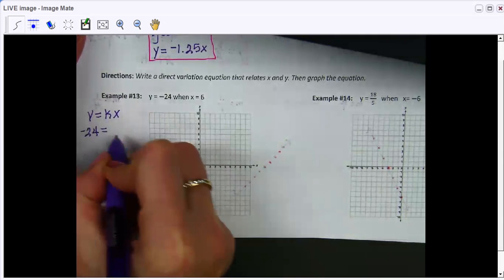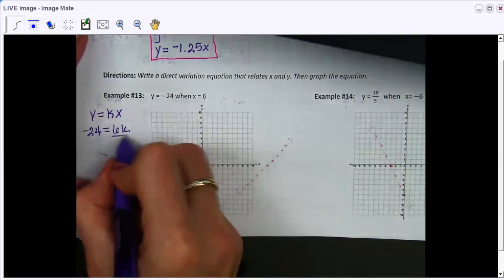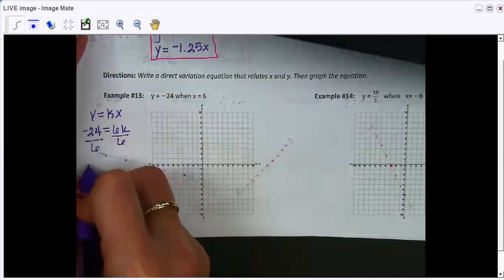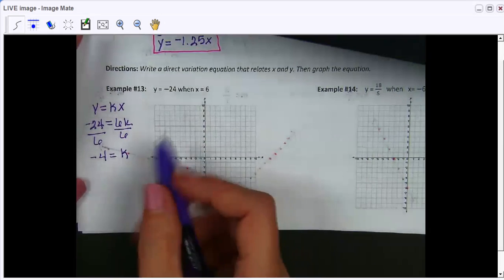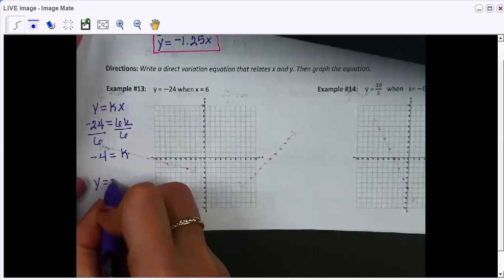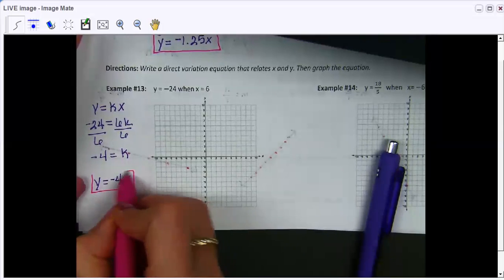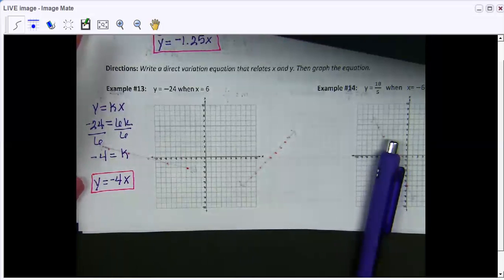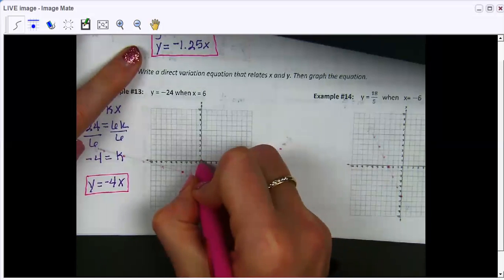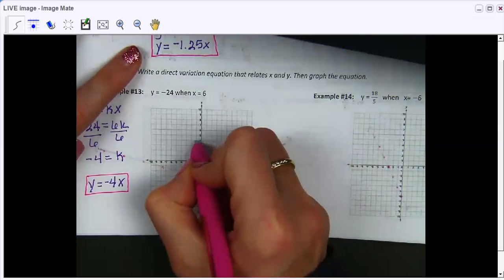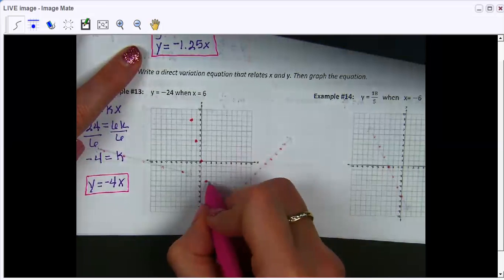Negative 24 equals 6k. So what do we get for k? And our equation, once we get that, we can write our equation as y equals negative 4x. So that was the first step. And then you could graph it. So remember, to graph, you start at the origin, and we're going to go up 4 to the left 1, or you're going to go down 4 to the right 1. Shh, boys.